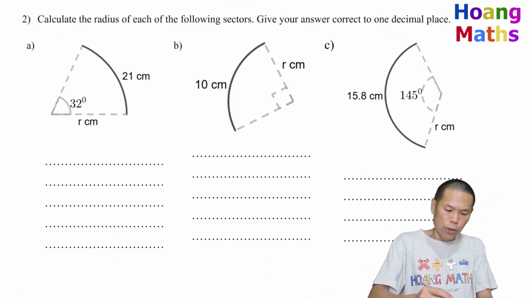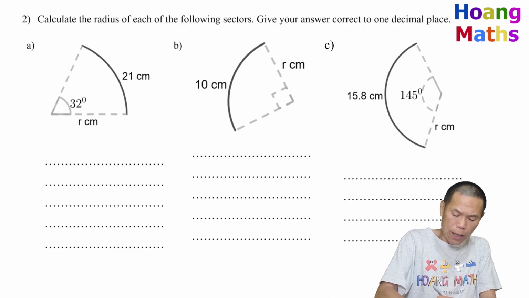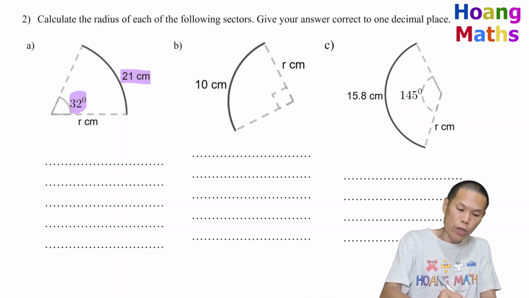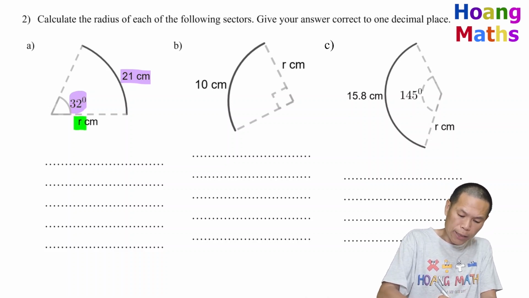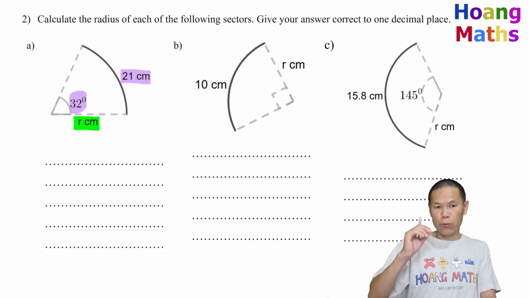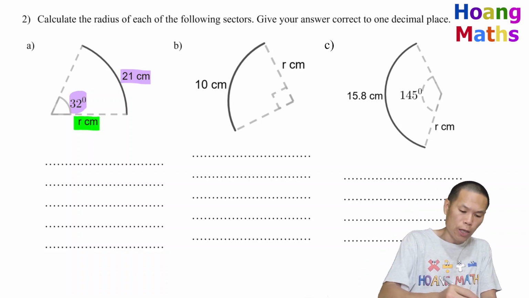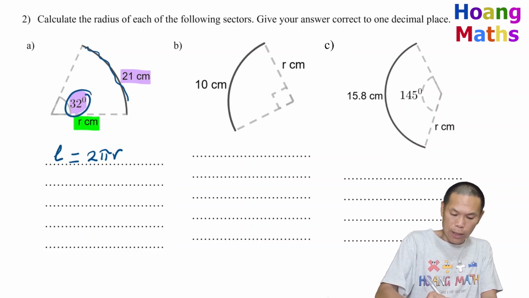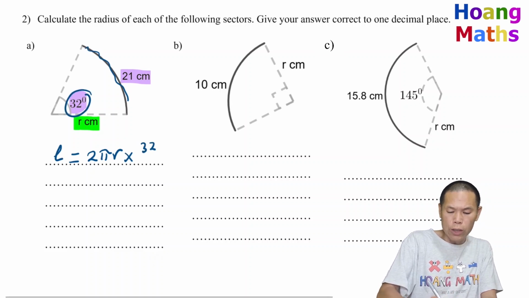Question number 2. So we know the arc length is 21 centimeters, and we know the angle of the sector is 32 degrees, but we need to work out the radius of this sector. So remember, we just start with the rule. We know that the circumference of a circle is 2 pi r, but we just need to work out this arc length here, so L, and the fraction is times by 32 degrees out of 360 degrees.